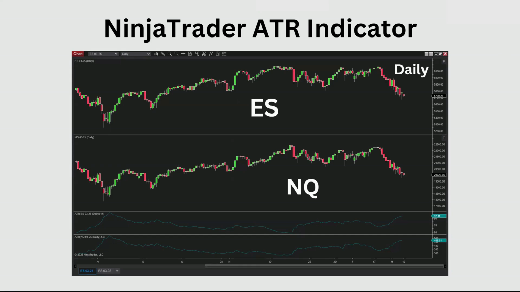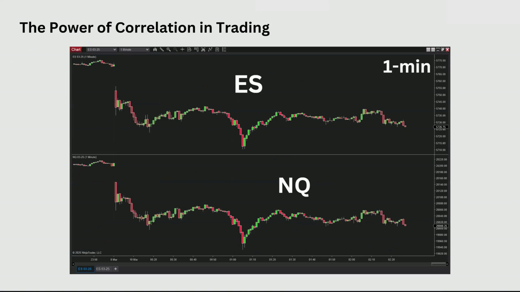You can see at the bottom here, the ATR indicator attached to ES and NQ charts. And here is the value of the daily ATR for ES and for NQ. So it computes the average of the ATR over 14 daily candles, the difference between the high and the low. This is the daily ATR for ES and NQ.